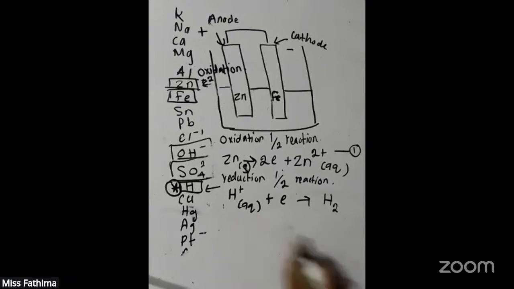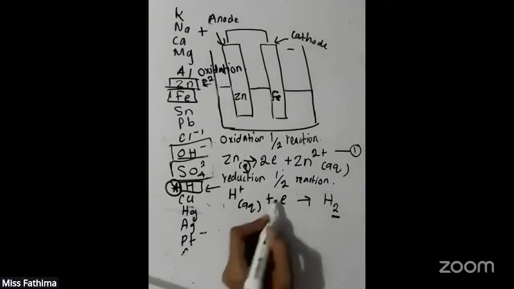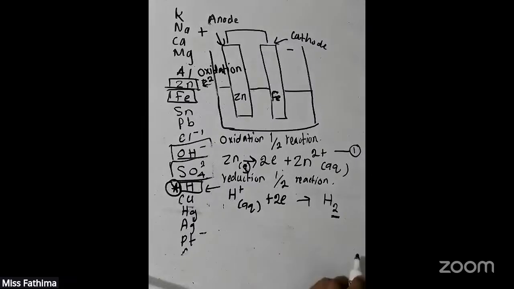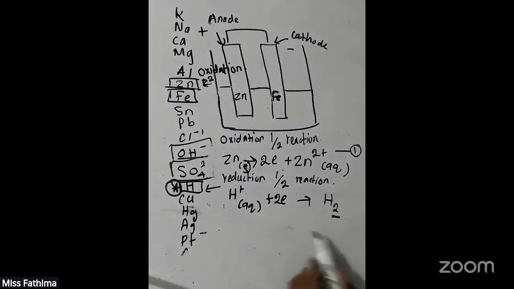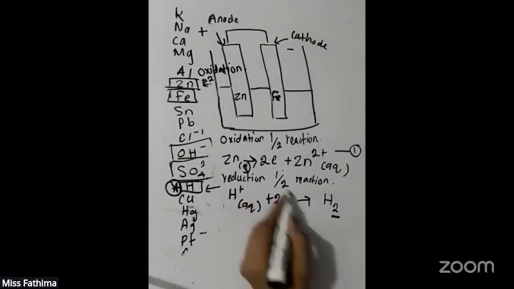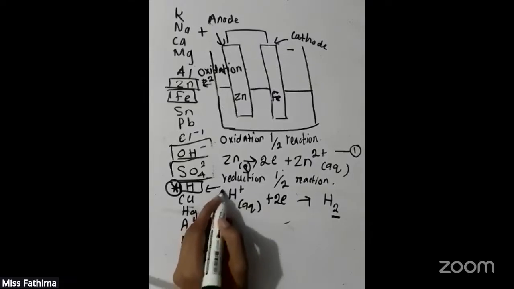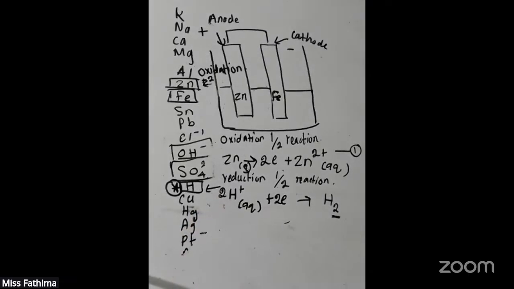Right. Now, if they are forming H2, they should attract 2 electrons. 1 electron is not enough. They should attract another electron of another hydrogen atom. If they are attracting another electron, this hydrogen plus should become 2H plus. Did you understand? Yes, miss.